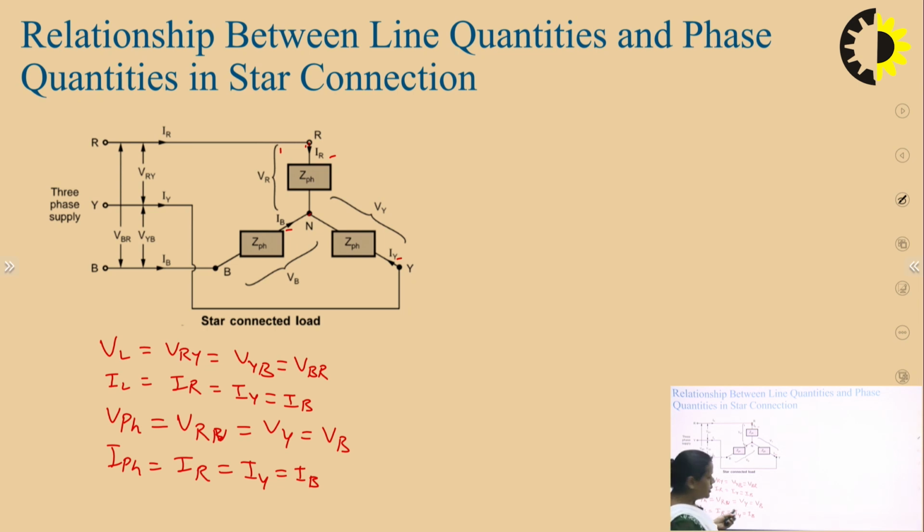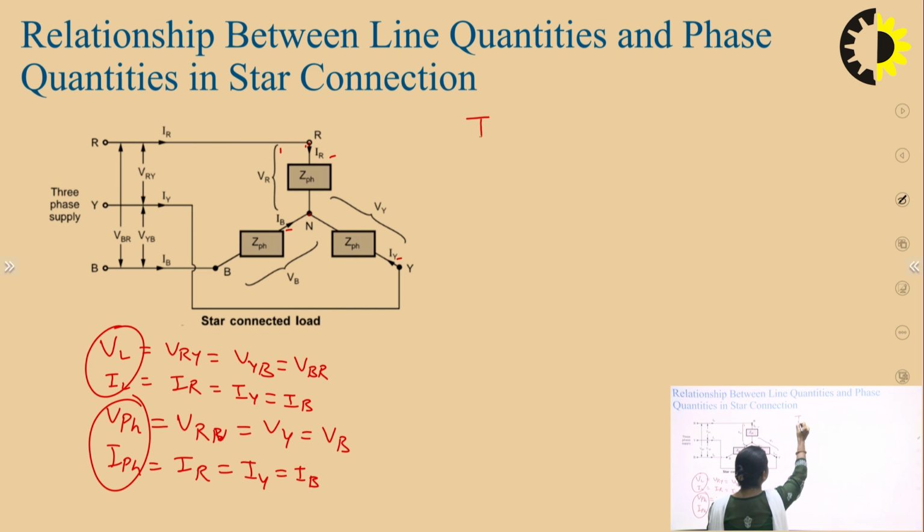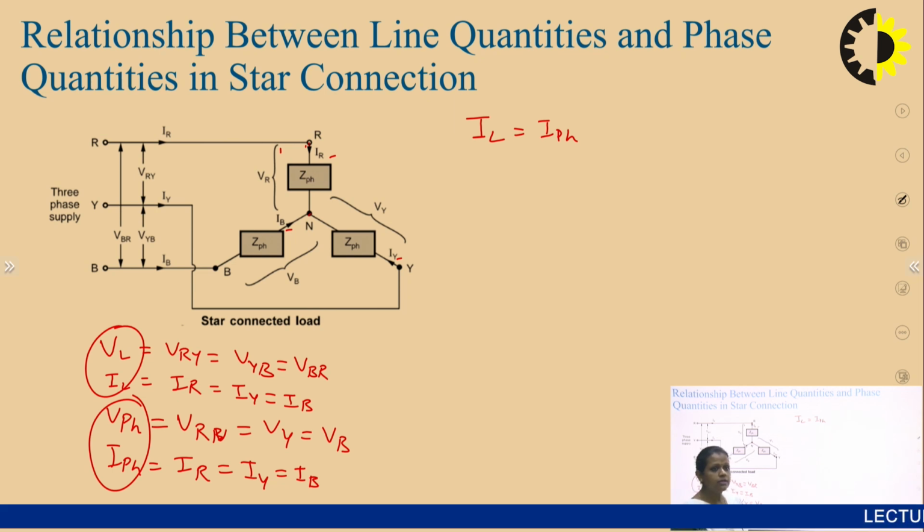Now we'll derive the relation between these line values and these phase values. So first we will see what is the relation between the line current and the phase current. So from the diagram only you can see that whatever the current is flowing in this line is flowing through the phase. So for star connection, the line current is equal to phase current.